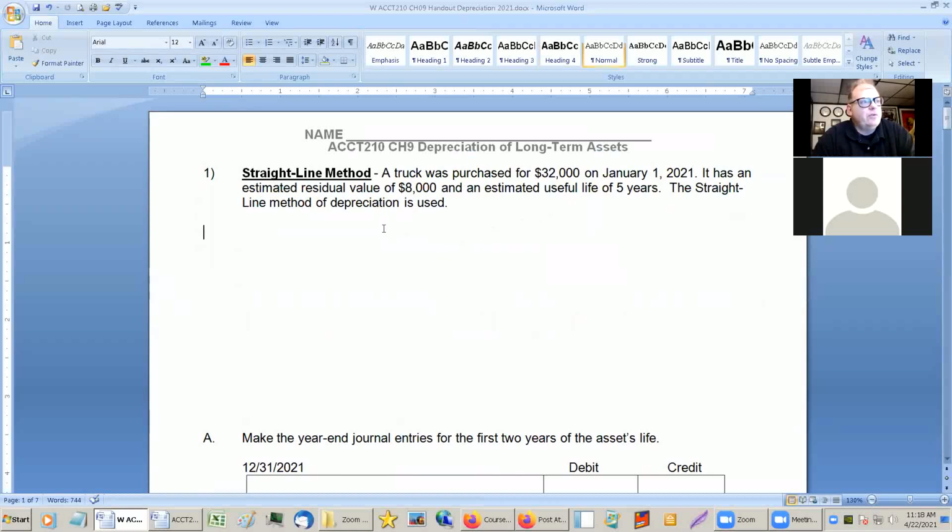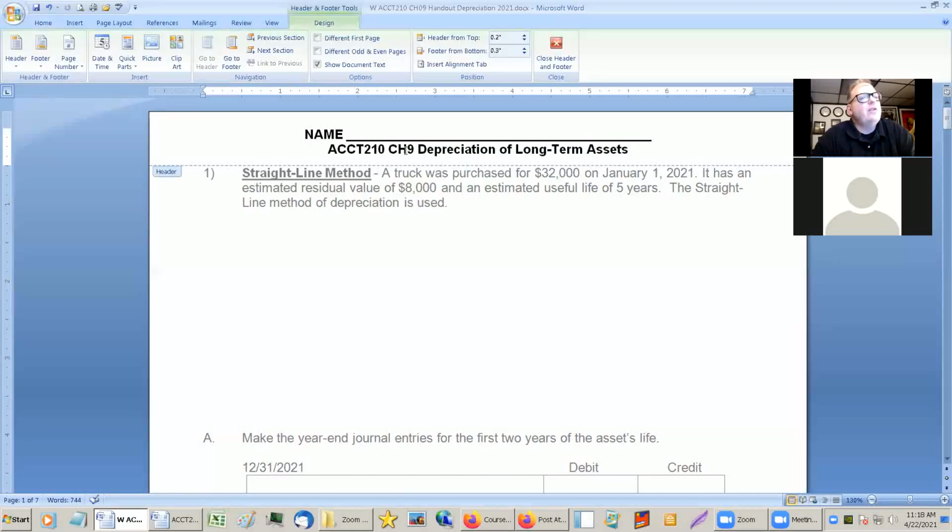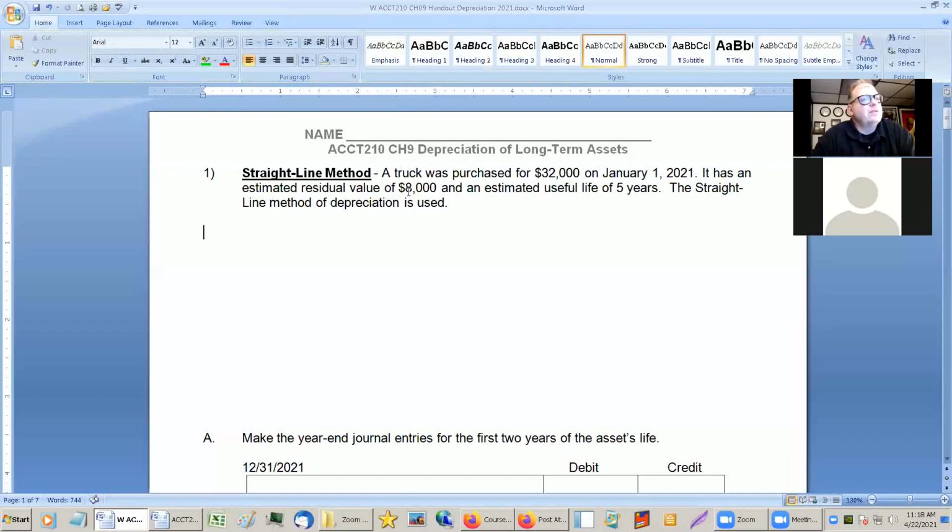Okay, well, let's go to the first one. I don't know why my headers are always kind of funny whenever I open them up. I'm not sure why. Anyway, my problem.